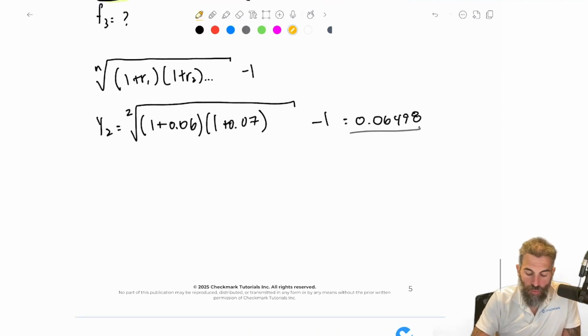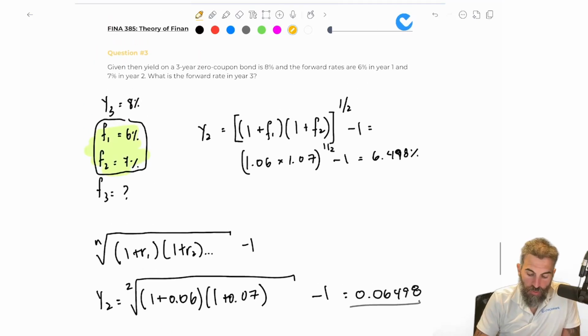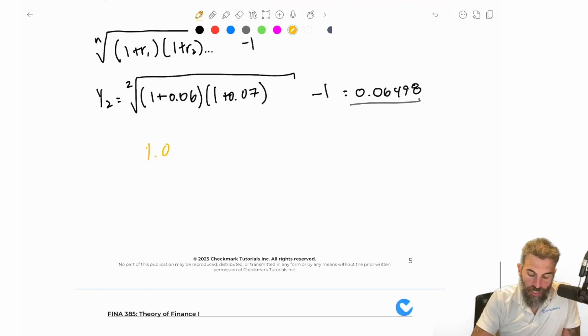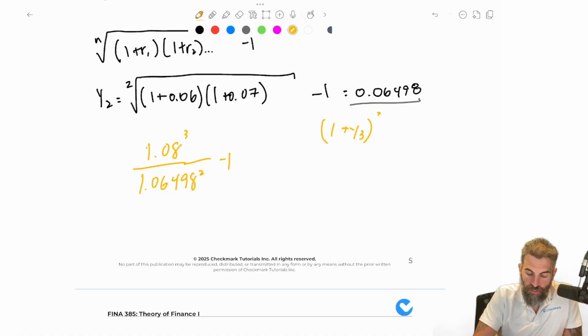So now that I know my Y2, I can do what I just did, right? I can take my yield on a 3-year bond, which you were told was 8%, 1 plus Y3 to the power of 3, divided by 1 plus my yield on a 2-year bond to the power of 2, minus 1. So (1 plus Y3)^3 over (1 plus Y2)^2, minus 1.